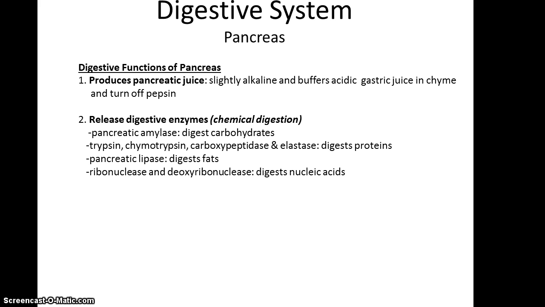These include the pancreatic juice, which is slightly alkaline and buffers the acidic gastric juice in the chyme, and also tenders off pepsin, because again, that enzyme only functions under acidic conditions. It also releases a number of digestive enzymes. The pancreatic amylase, which is there to digest carbohydrates, the enzymes trypsin, chymotrypsin, carboxypeptidase, and elastase, which digest proteins, pancreatic lipase, which will digest fats, and ribonuclease and deoxyribonuclease, that digest nucleic acids.